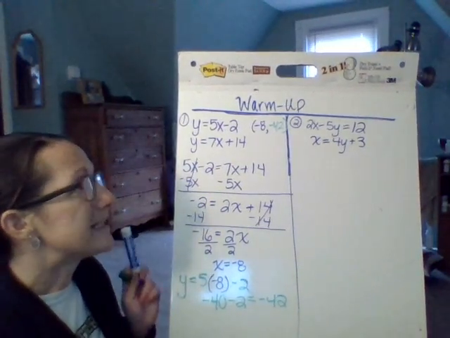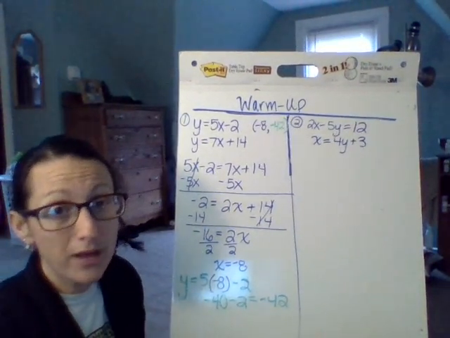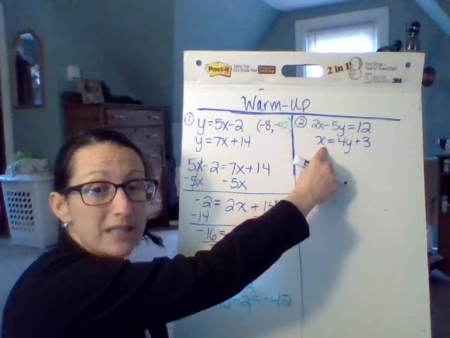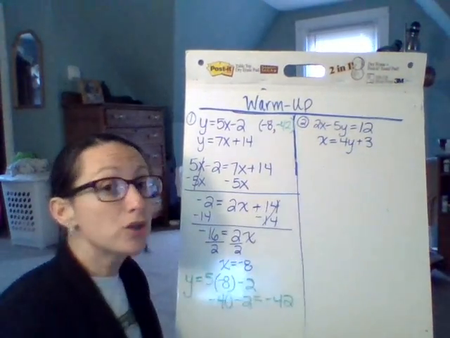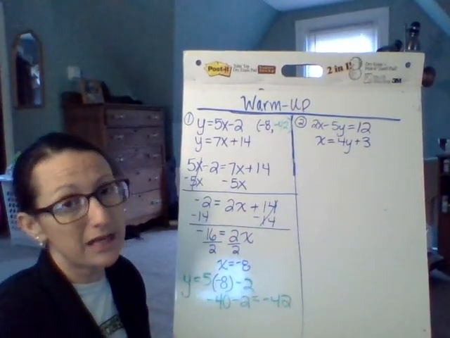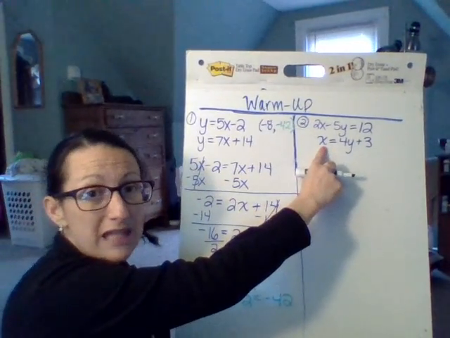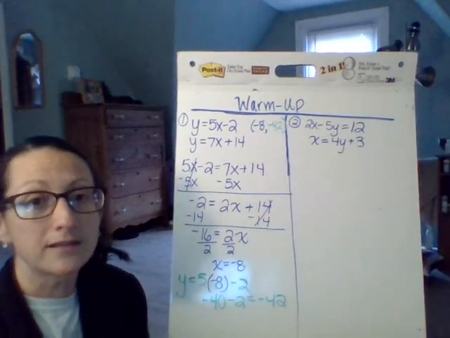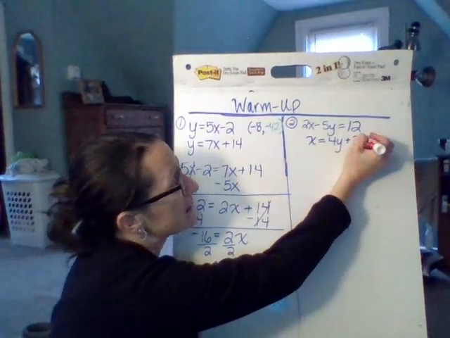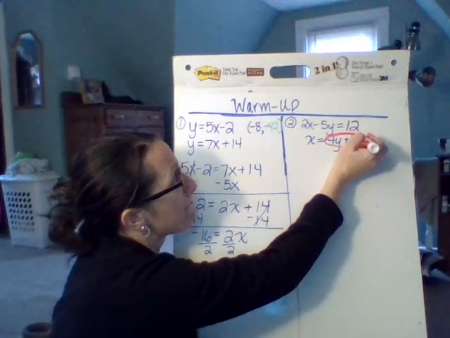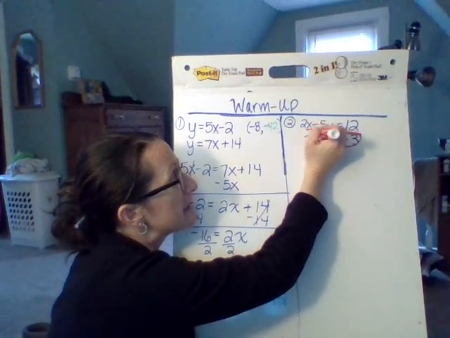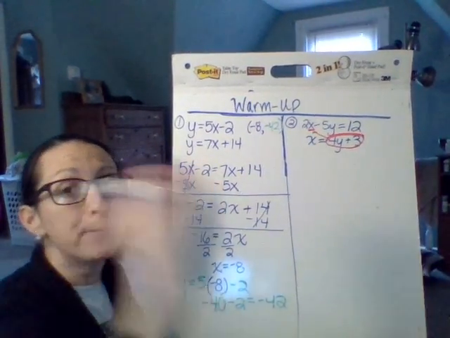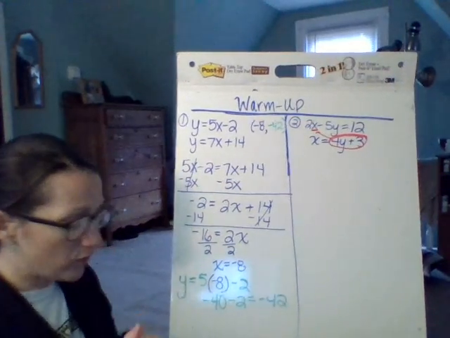When I go to look at my second example, I notice neither of my equations are in slope-intercept form. Instead, I have one in standard form and I have one set equal to x. Because they're not both in standard form, I'm not going to use elimination. I have an equation that's x equals, which means I can substitute it in for x in my first equation. So here's my x equals. I'm going to substitute it in for that x there, which means I'm going to pull out the x in my first equation and put the 4y plus 3 in.